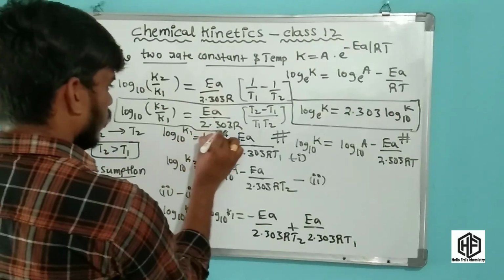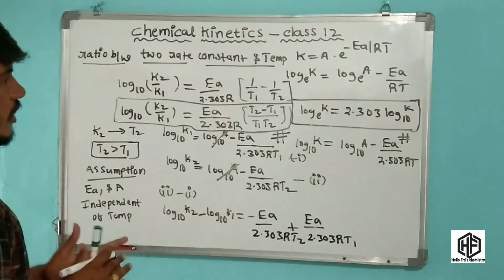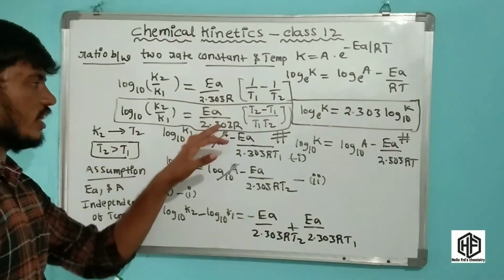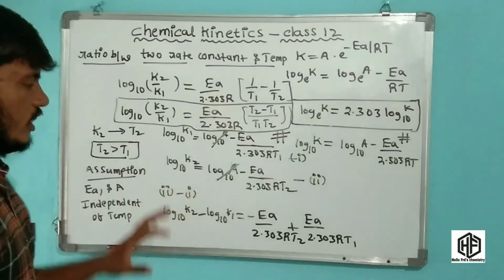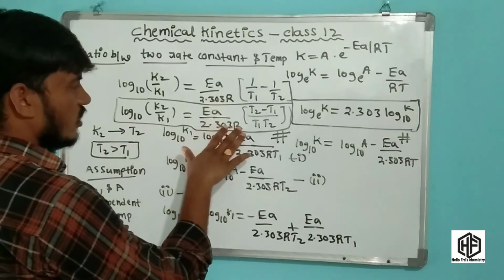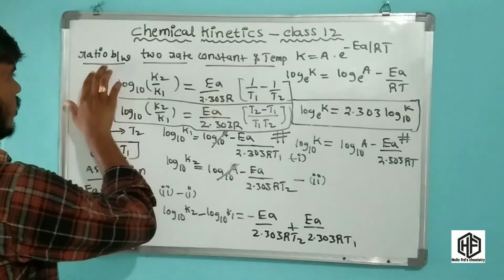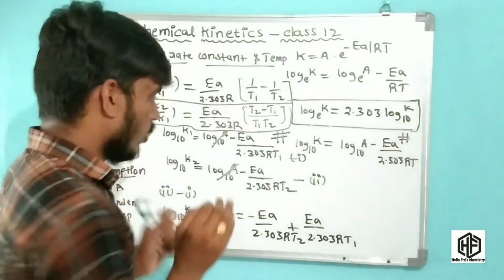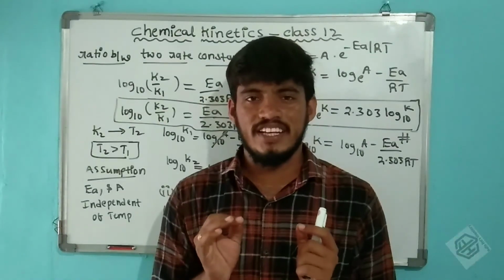Friends, the ratio between two rate constants at temperatures T1 and T2 is log base 10 K2 by K1 equal to Ea by 2.303 R times T2 minus T1 by T1 into T2. This is the final expression for the ratio between two rate constants at temperatures T1 and T2. These are the different expressions and formulas of the Arrhenius equation.